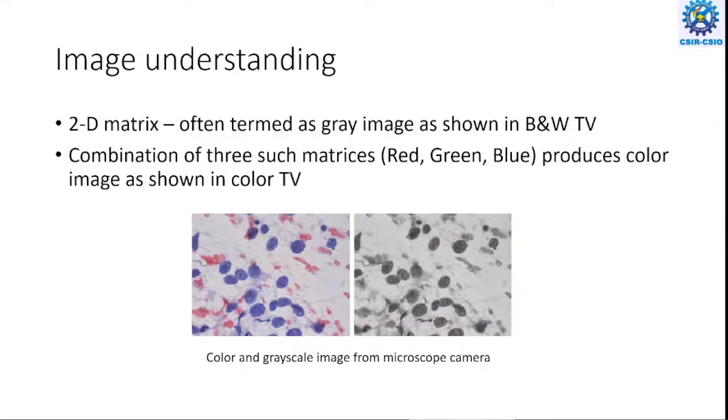Why 255? Because we normally use an 8-bit image, and for an 8-bit image, the intensity value can go up to 2 to the power 8 minus 1. That means 256 minus 1, which is 255. So all the values will be intensity values from 0 to 255.